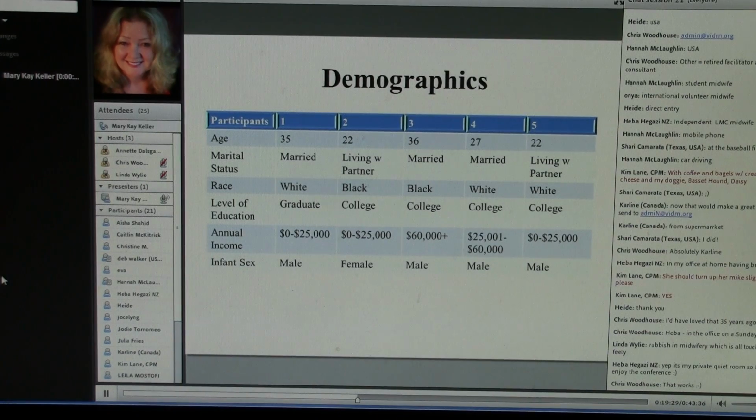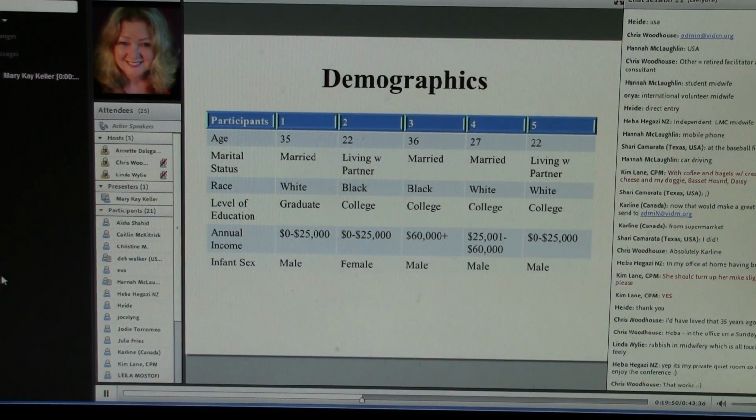These are the demographics of the fathers. As you can see, we had 2 fathers in their 30s. We had 2 fathers who were under 25 and one just over. 3 of the fathers were married. The other 2 were living with a partner, and that was the requirement of the study, that they had to be cohabitating at the time of the baby's birth and also during the research.